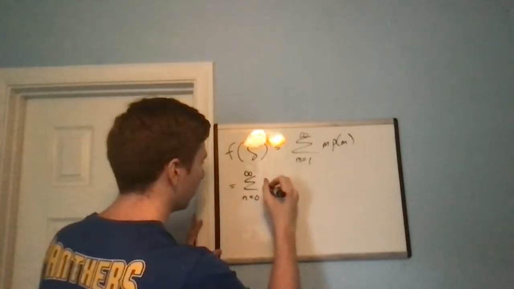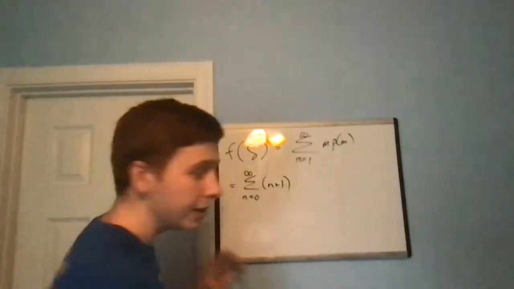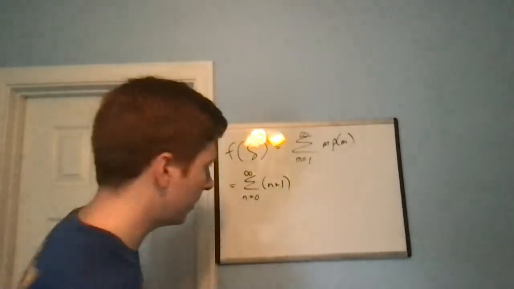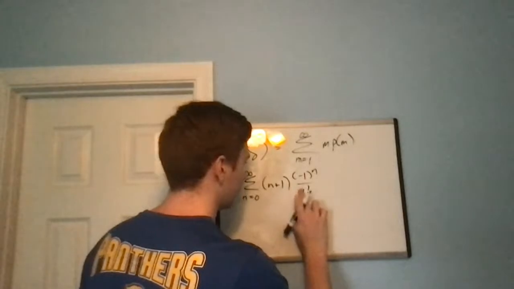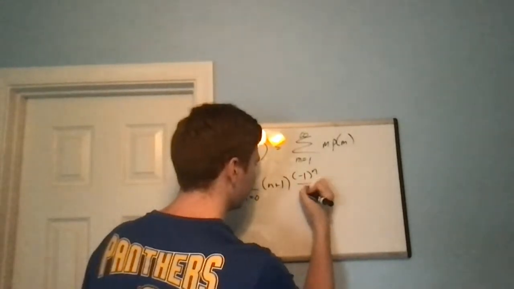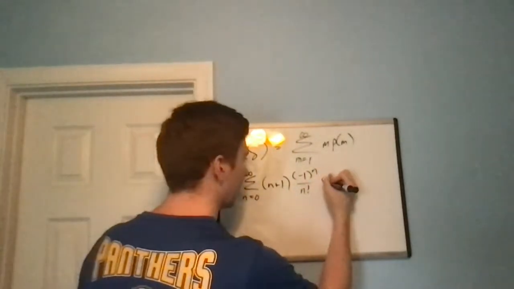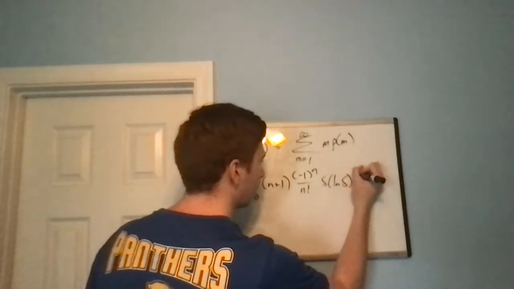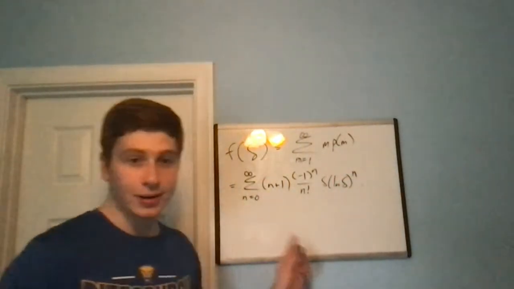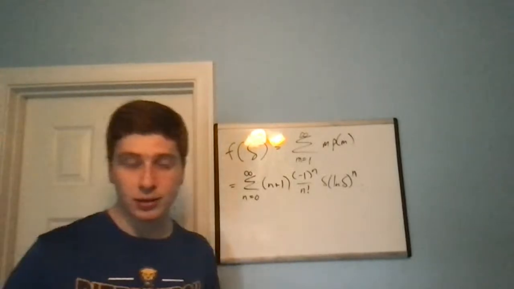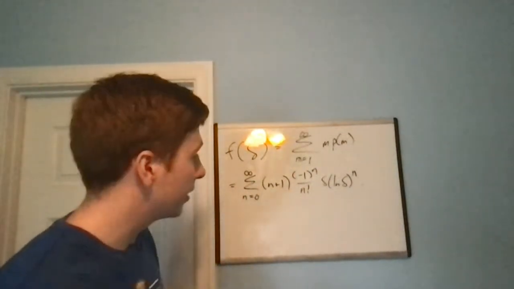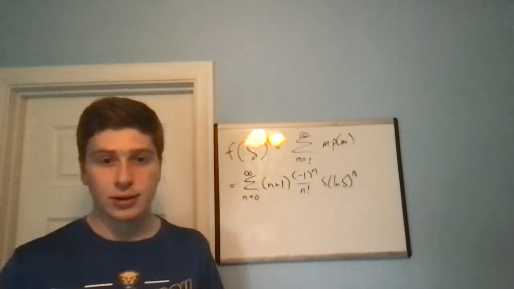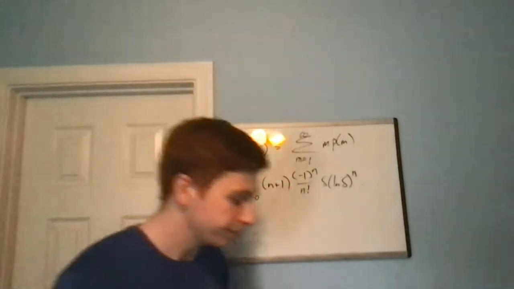m is n plus 1. And then p of n plus 1 is -1 to the n over n factorial times delta ln delta to the n. Now I got kind of stuck here because this is kind of gross. At least it looks kind of gross. But there's a couple ways that we can make our lives easier in actually being able to evaluate this.